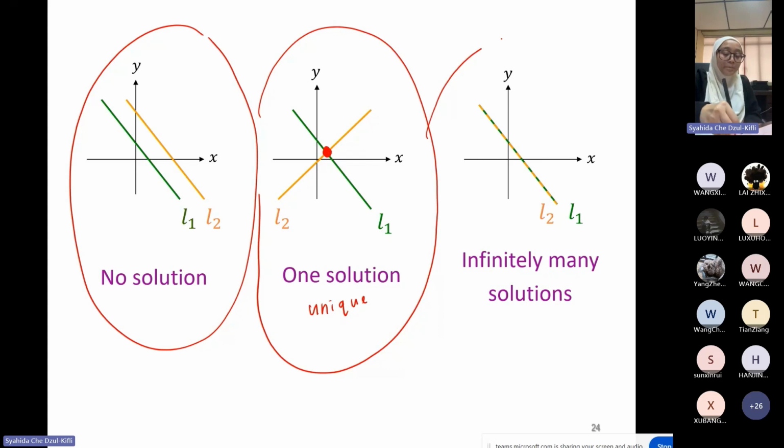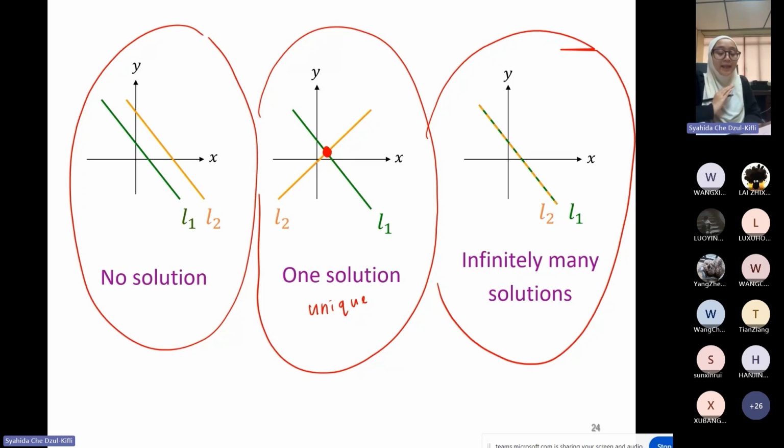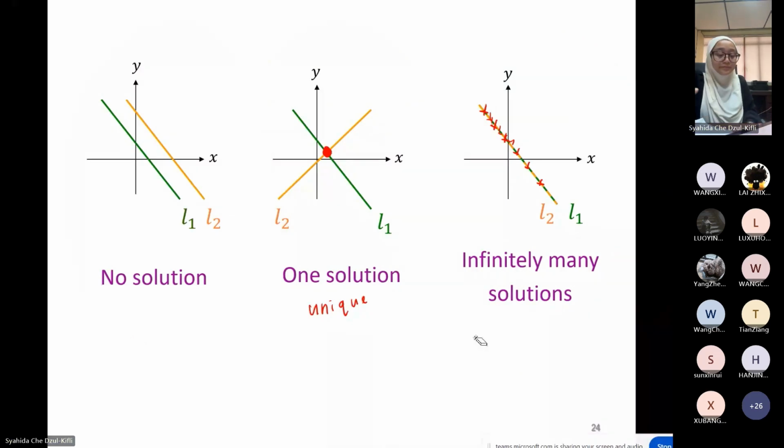And the other possibility is L1 and L2 both lie on the same line. Therefore, all points that I just drew lie on L1 and L2, and they are solutions for both. Since there are infinitely many points on the line, the system has infinitely many solutions. Is that clear? Yes, doctor.